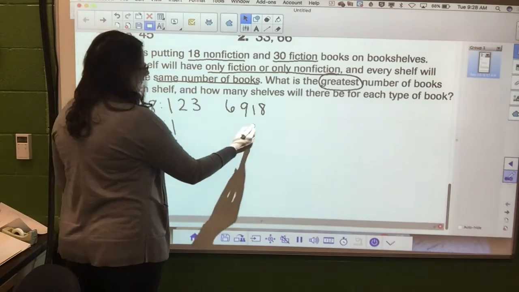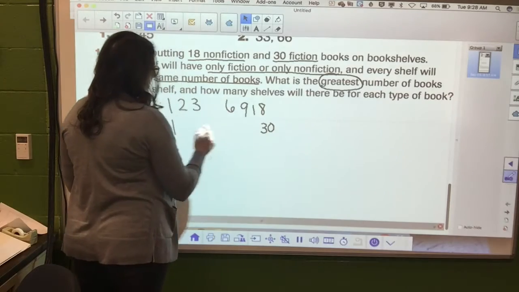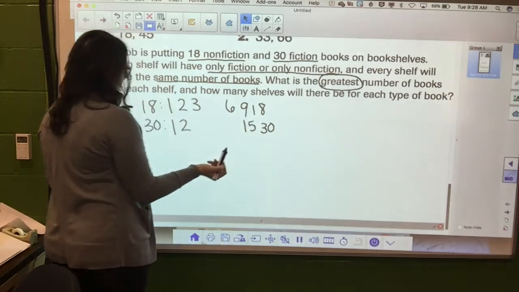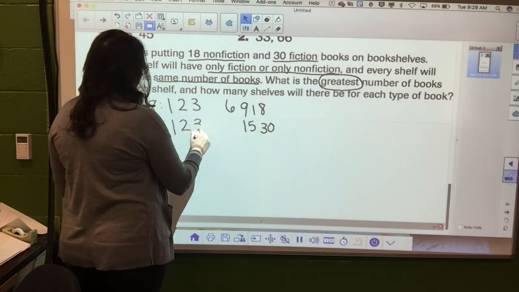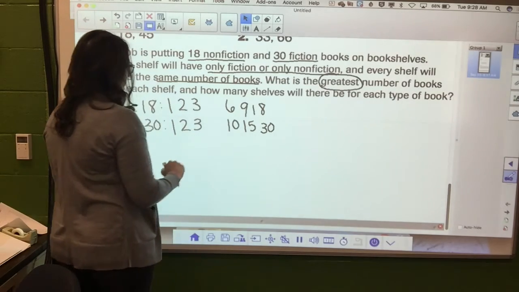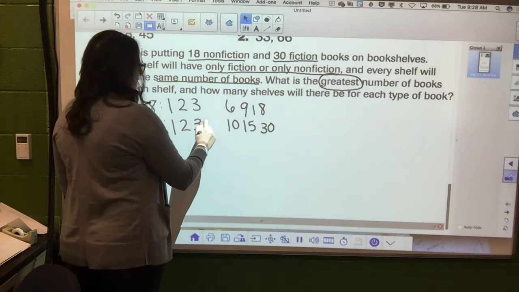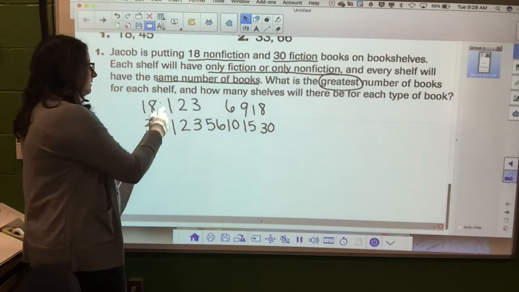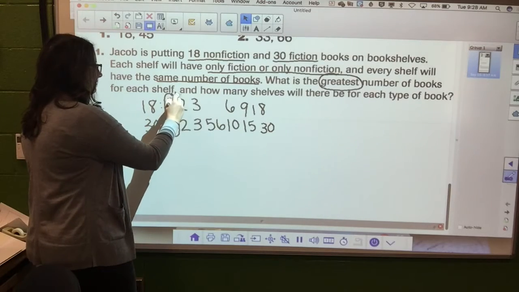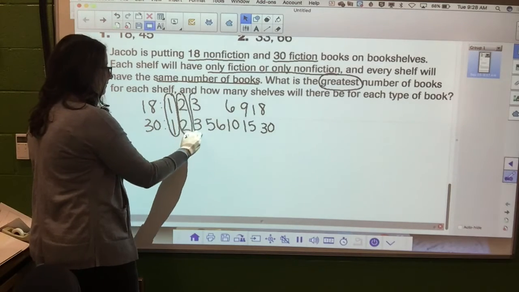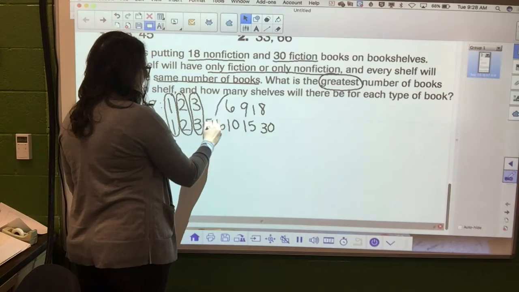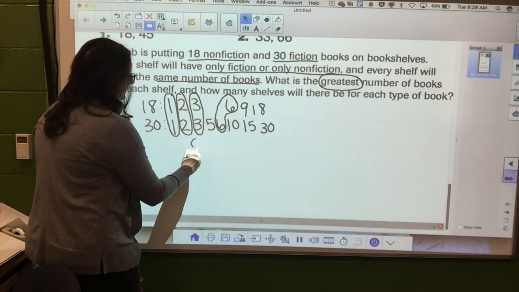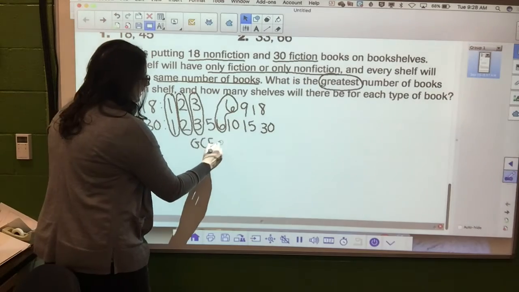Then we have 1 and 30. We have 2 and 15. We have 3 and 10. Nothing times 4. We have 5 times 6. So let's look at our common factors. 1, 2, 3, 6, and that's it. So our GCF is 6.